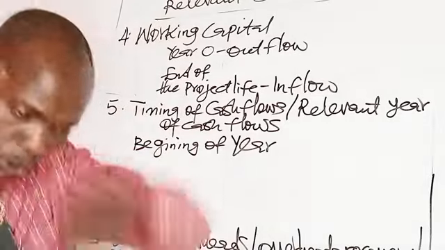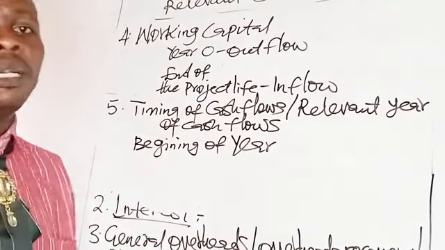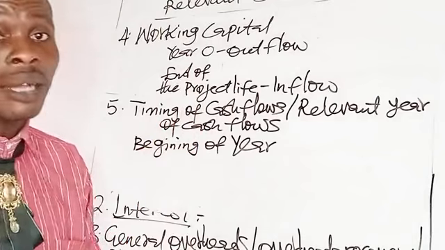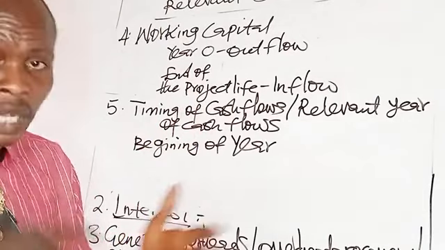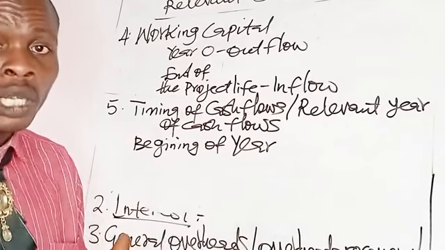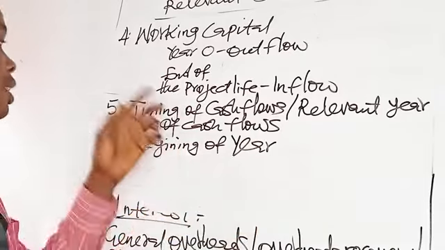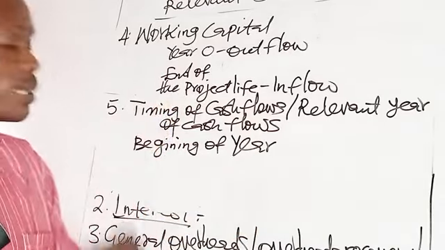While cash flows that arise at the end of the year should be used in that same year. If it arises at the end of year one, you use that cash flow in year one. If it arises at the end of year two, you use it in year two. If it arises at the end of year three, you use it in year three. Take note of that. That is what I mean by timing of cash flows.